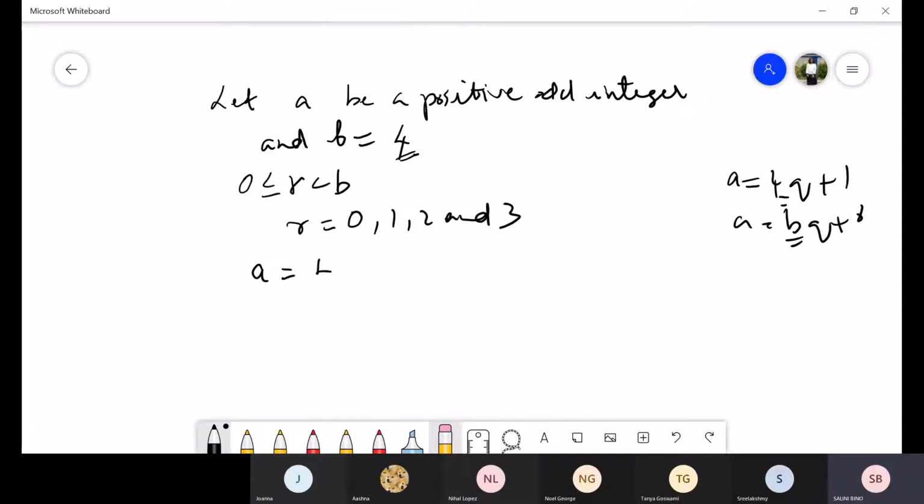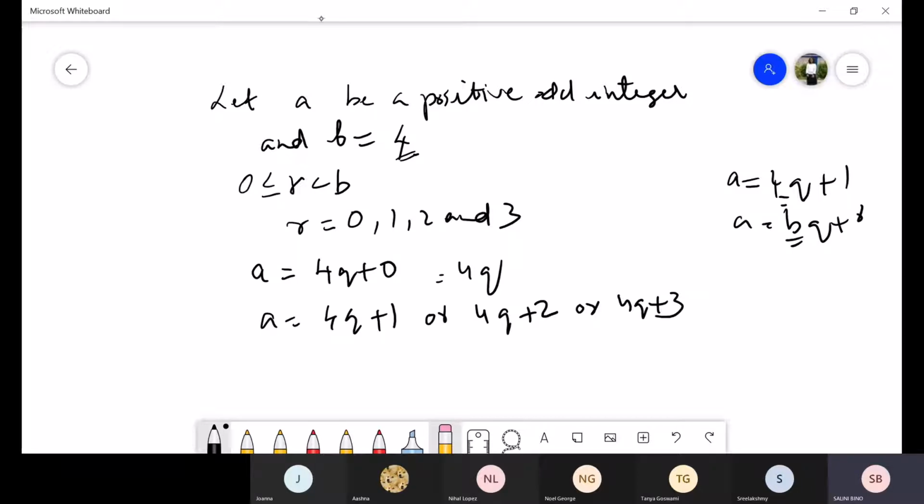First one will be 4Q plus 0. A equal to BQ plus R, R is 0, so you will get 4Q. Now if I take the remainder as 1, it will be 4Q plus 1. If I give the remainder as 2, it will be 4Q plus 2. Or 4Q plus 3. So we understand that A can be either 4Q, 4Q plus 1, 4Q plus 2 or 4Q plus 3. This much you understood, right?